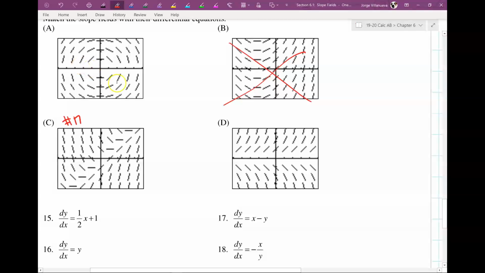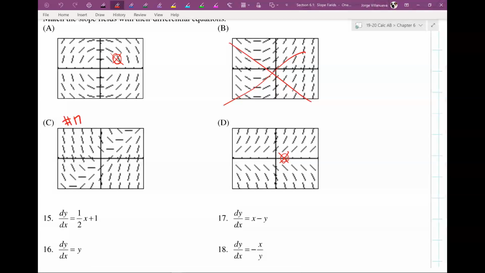But if I look, this one at 2, 1 has a negative slope, so that's not good. And this one right here for D at 1, 0, it doesn't have a slope of 1, so that doesn't work. It has to be C.